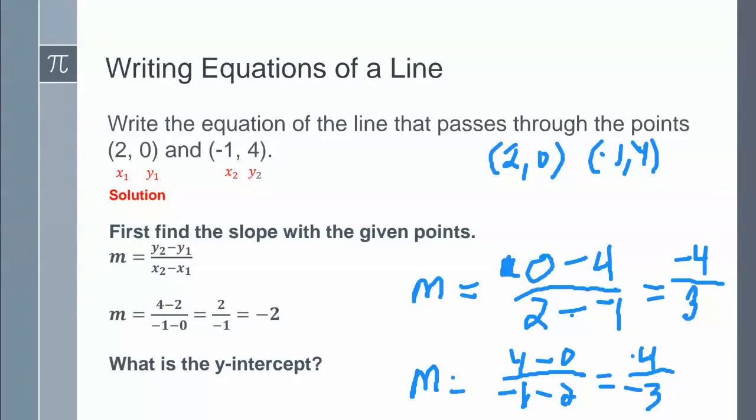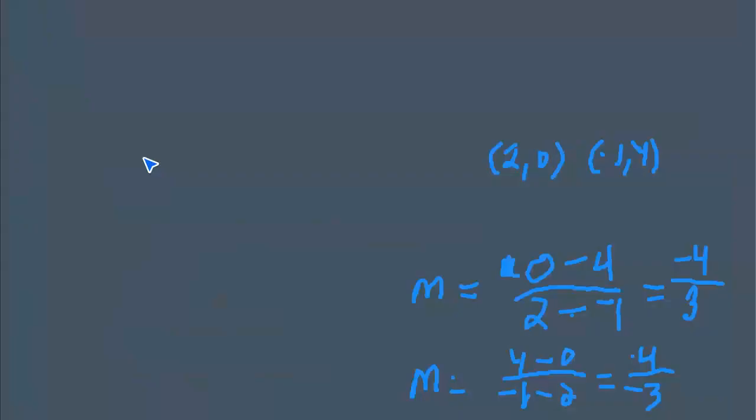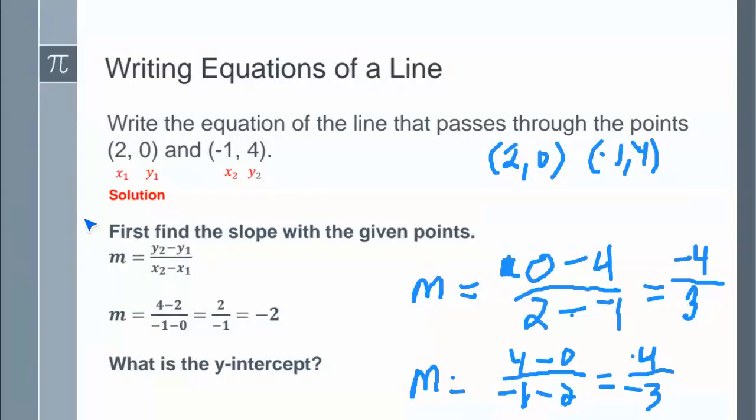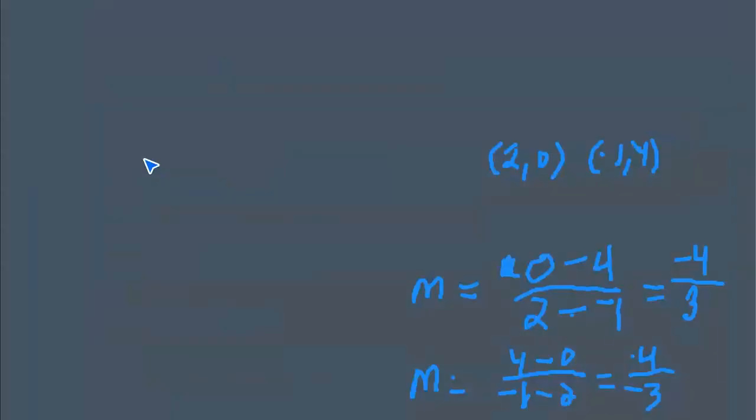Okay, so now I have my slope, which is negative 4/3, and my y-intercept, if you think that 2, 0 is your y-intercept, you can put an emoji in the chat or a happy face emoji. If you think that it's not, then you can put a sad face, right? So is this our y-intercept, 2, 0? What do you guys think?